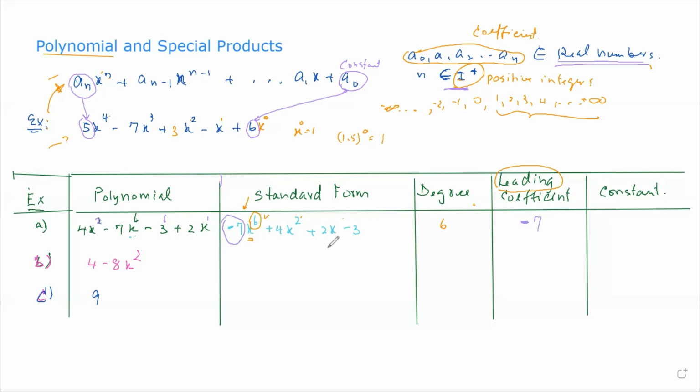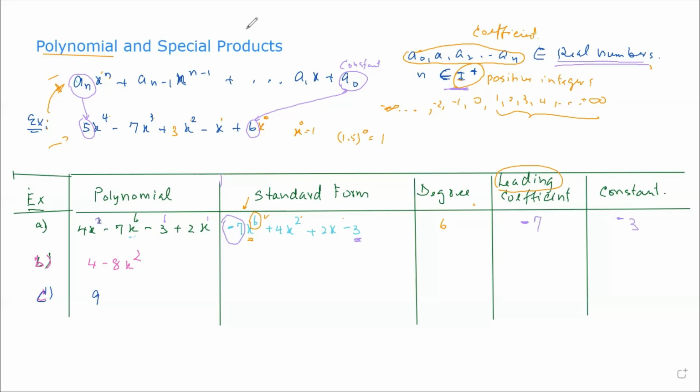Now, next is the constant. Constant means only the number, right? Right now it's 3, correct? So for the constant, you answer negative 3. Okay, so now see the next one.